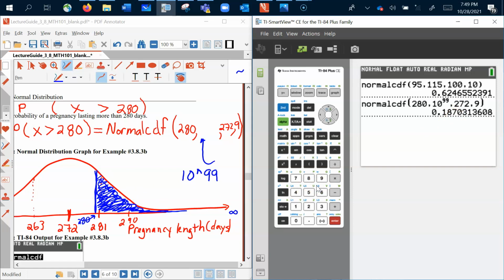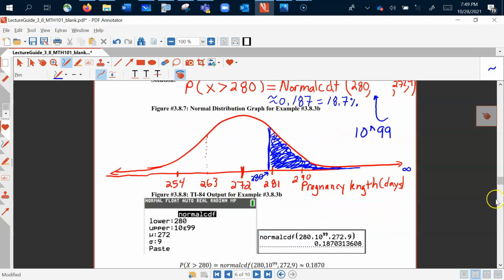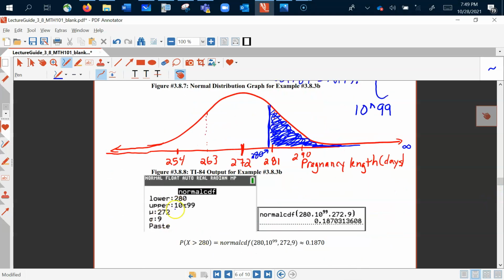So here I'm going to approximate to 3 decimals, approximately 0.187, and I'll put this in terms of percent, 18.7%. So the probability that a human pregnancy lasts more than 280 days is going to be approximately 18.7%. And let's just look at 280, that's what we had on the calculator, upper value 10 E99 when I entered that in. The mean is 272, the standard deviation is 9, and sure enough, to 3 decimals it's 0.187 or 18.7%.